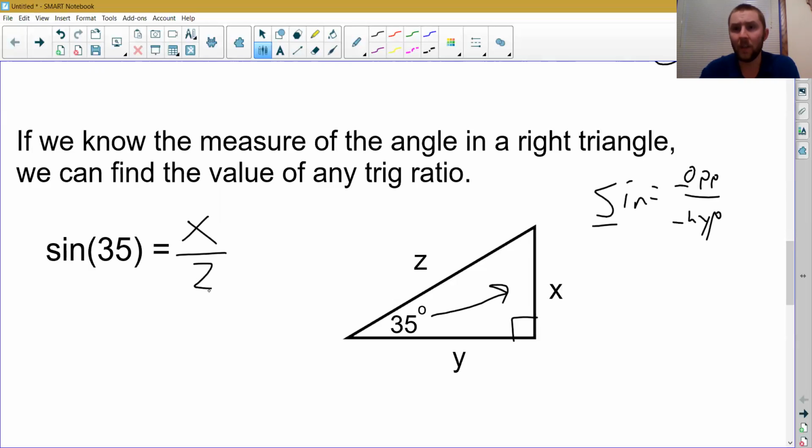Now, the interesting thing is the sine of 35 degrees, it doesn't actually matter how big or small the triangle is. If that angle is 35 degrees, the ratio is always the same. So we can actually use a calculator to find a decimal version of the sine of 35 degrees, of this ratio that I don't know either the top or bottom. But because I know it's the sine of 35 degrees, I can find the decimal version, okay?